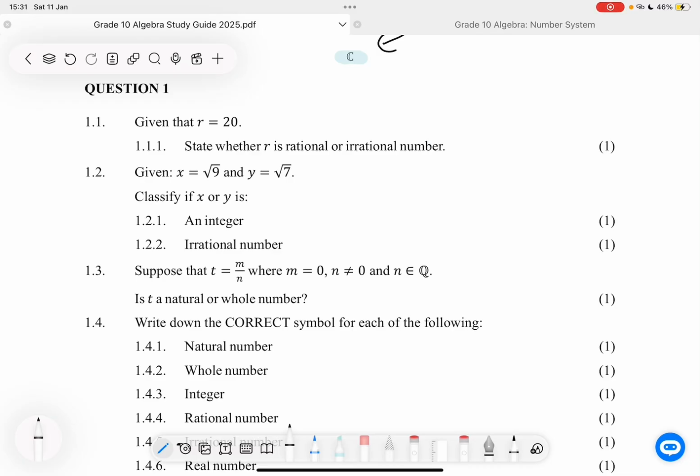Let us apply the knowledge we learned in lesson 1 by doing question 1 so that we can see and measure our understanding. 1.1, they say, given that R is equal to 20. Under 1.1.1, state whether R is rational or irrational.